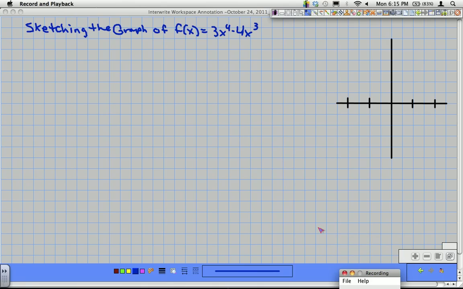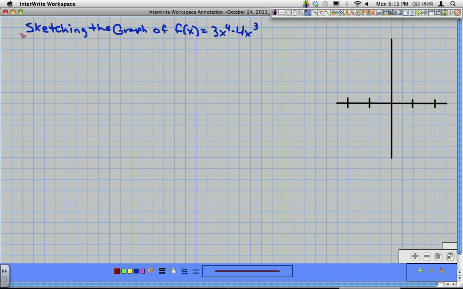All right, let's put some of the pieces together that we've talked about so far in Chapter 2. We're going to try and do a quick sketch of f of x equals 3x to the fourth minus 4x to the third. So we're going to do a couple of things that we've talked about. So first thing is, let's do a lead coefficient test.